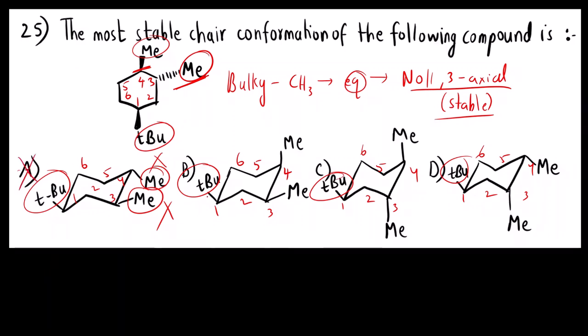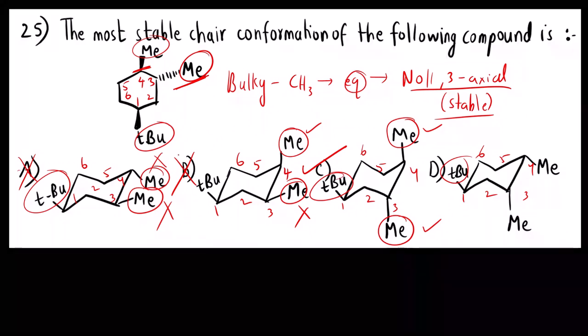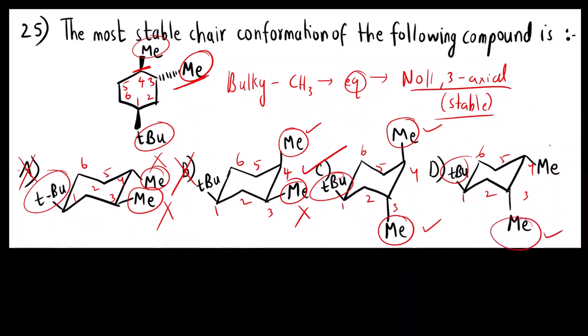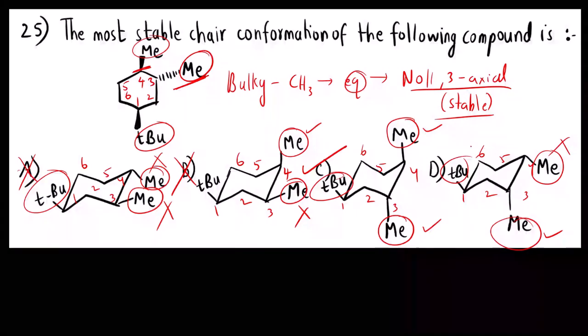So A is incorrect. In option B, at the third position, methyl is below the plane, that is incorrect. This above the plane is correct, so this is also incorrect. Third option, here methyl is below the plane and this is above the plane. So this is the only correct option. In option D, the third position, methyl is below the plane, which is correct, but here it is incorrect.